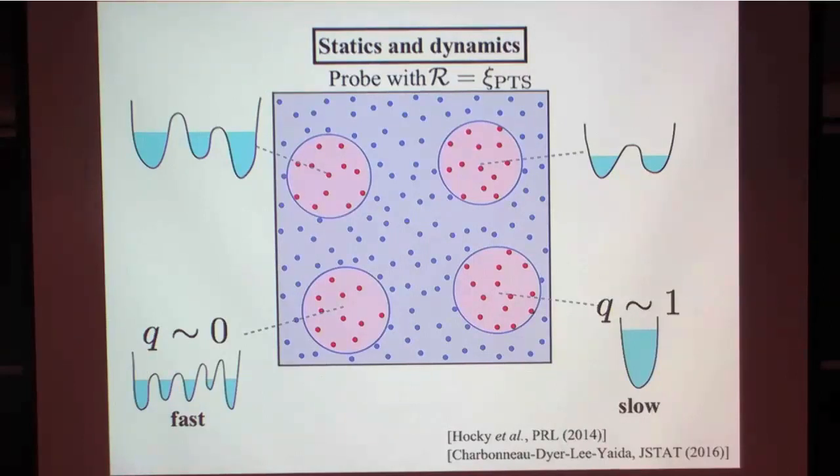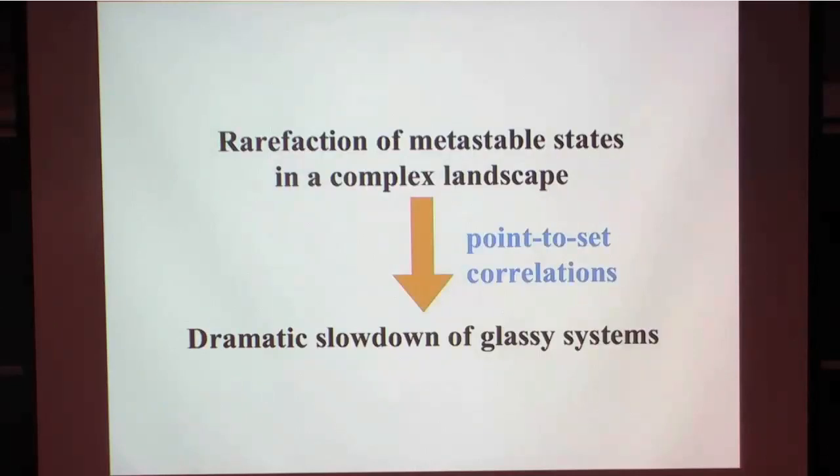And you see that there's a correlation between 0 being fast and 1 being slow. This is motivated by Hocky et al.'s work, and then we measured this more directly using our methodology. Okay. So the basic message is that as you go to lower temperature, you have rarefaction of metastable states, fewer states, and it leads to the dramatic slowdown of glassy systems, and point-to-set correlation is a way to capture this relation between the two. Okay, good.